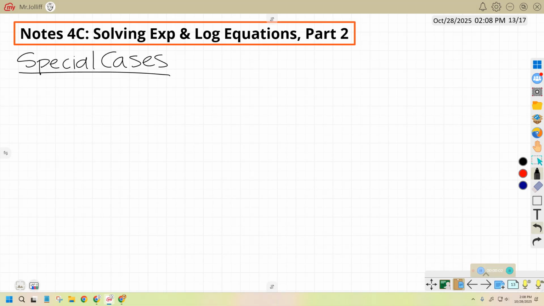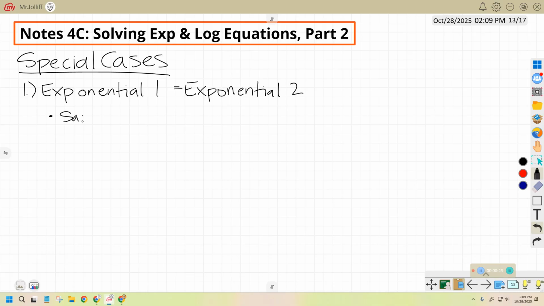Okay, so the first case is we have an exponential equal to an exponential. And this can come in a couple of different flavors. The exponentials can have the same base, they can have bases that are related, or they can have completely different bases that have no connection. We're going to look at all three cases. So first, we're going to look at same base problems.